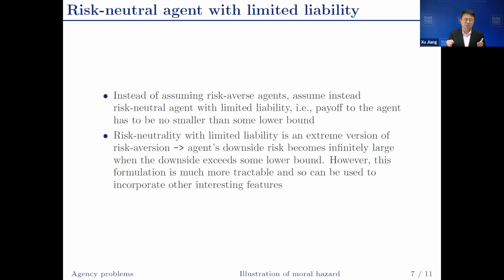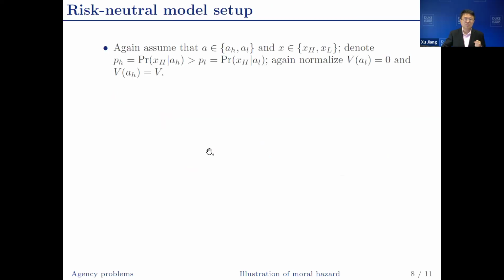So you can use this framework to incorporate other interesting features. This is pretty similar to the discrete Kyle type model we discussed in module 1. It is very simple, and it preserves the key intuition of the Kyle model. So it can be used to incorporate other issues, such as the feedback effect we see in module 2. Now let's look at the setup of the risk-neutral model.